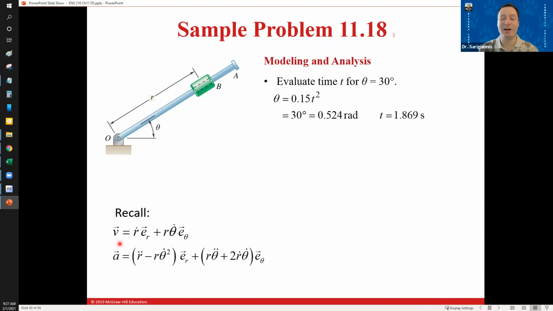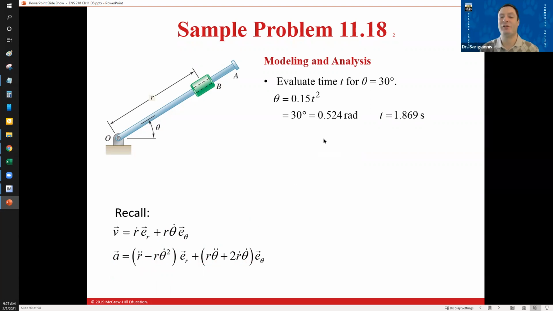All right, so in this coordinate system, this is just to remind you what's going on. Your velocity is the first derivative of r, or position with time, and then r d theta dt. And then your acceleration has all these derivative terms for r and theta.